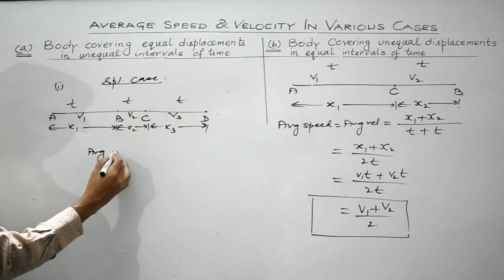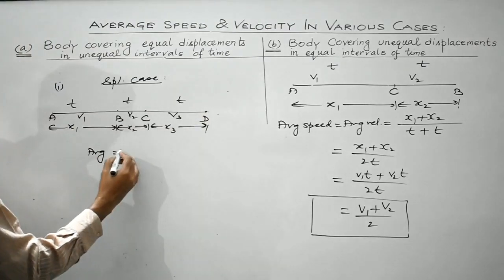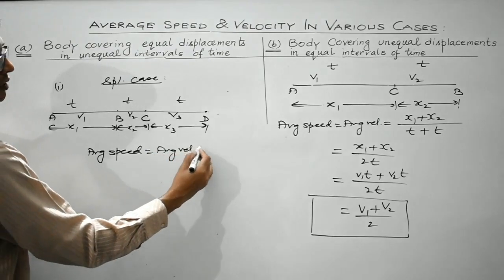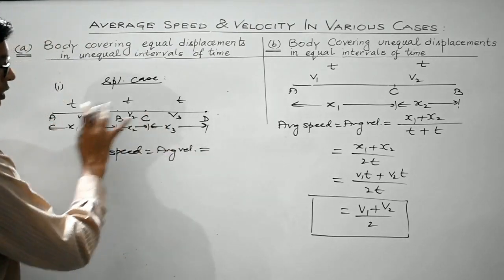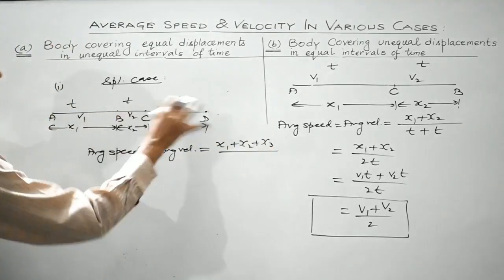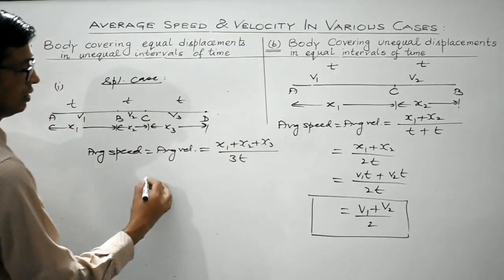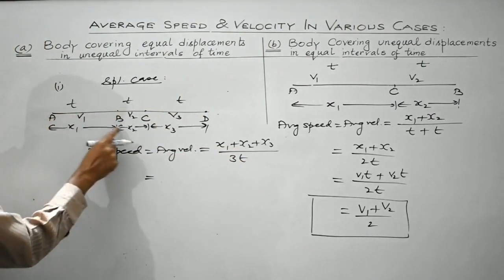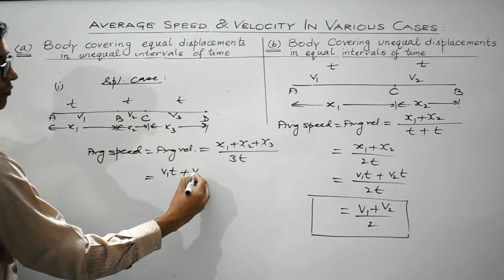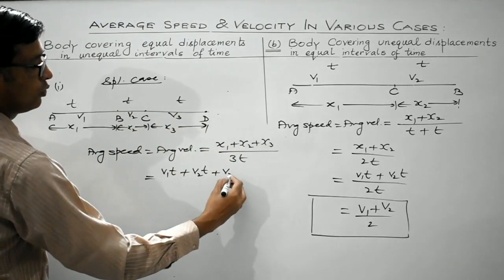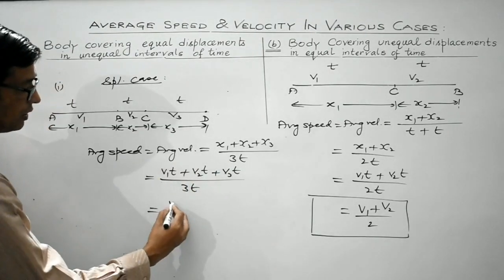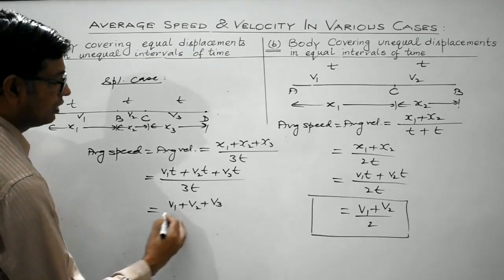So in this case, again, since the body is moving along the straight path, the average speed of the body would be equal to its average velocity. Each would be equal to total path length, that is x1 plus x2 plus x3, divided by total time taken, t plus t plus t, that is 3t. So x1 may be written as speed into time, that is v1t. Similarly, x2 is v2t, and x3 is v3 into t, divided by 3t. T can be taken as common, so we'll be left with v1 plus v2 plus v3 divided by 3.